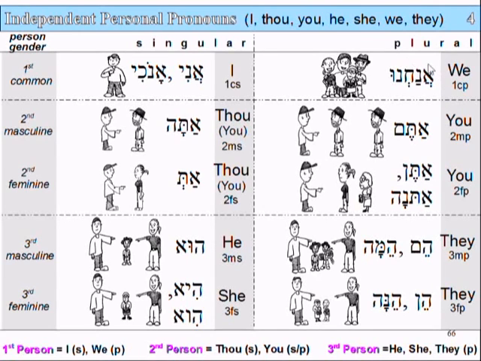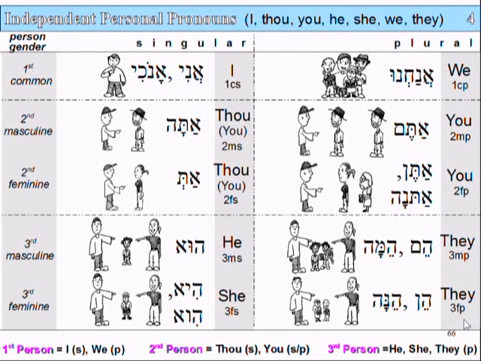And then you have to learn the words for we, you, and they when it's a group of people. So we is anachnu, you is atem, and to a group of women it's aten or atna. And when I say they in Hebrew, I use the word hem or hema, and that usually is a group of men, but it can be men and women. But when you have just a group of women, you use the word hen or henna for they.